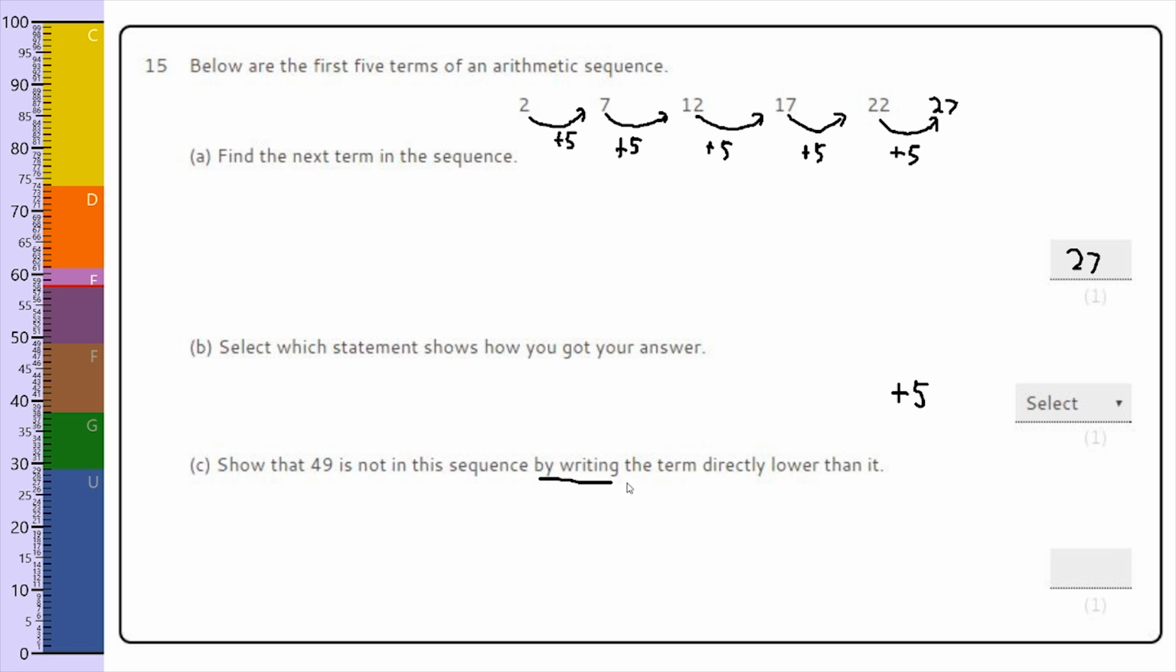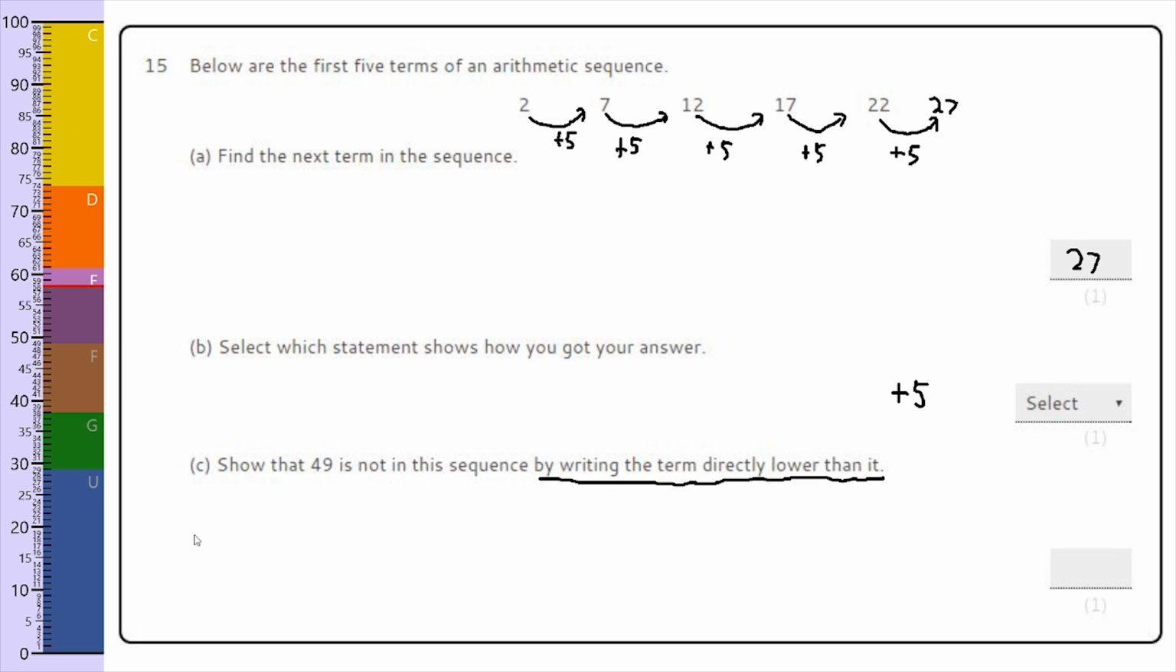Now, this bit here I've added for the online thing, because I can't have written sentences for the online thing. So to show that 49 is not in the sequence would normally be the question. So you could write something like all of the numbers in the sequence end in a 2 or 7, and that would be fine because they do. But for this one I've said, right, I want to know the one directly below it. Well, the one directly below it will end in a 7.